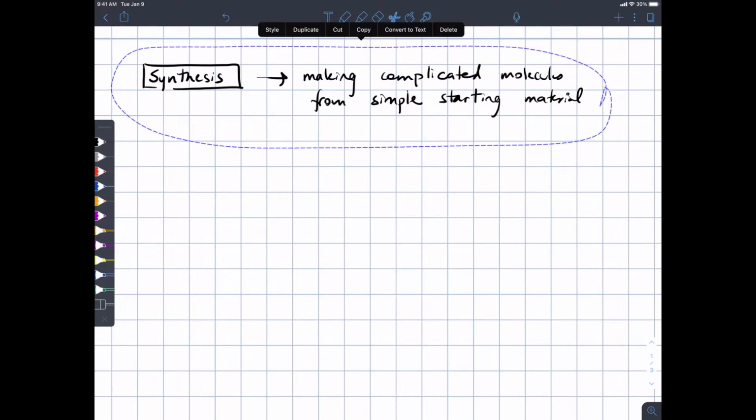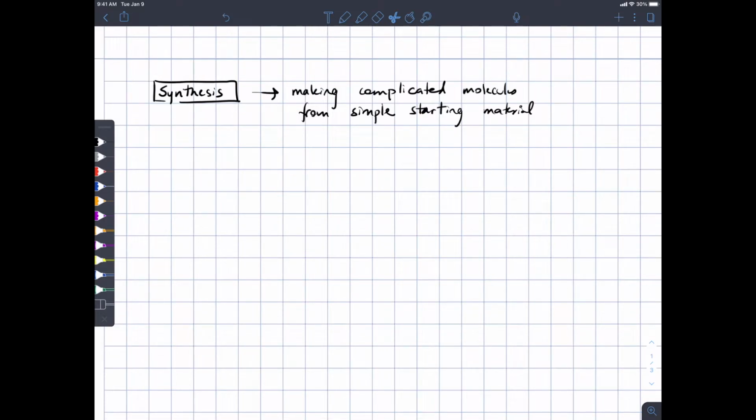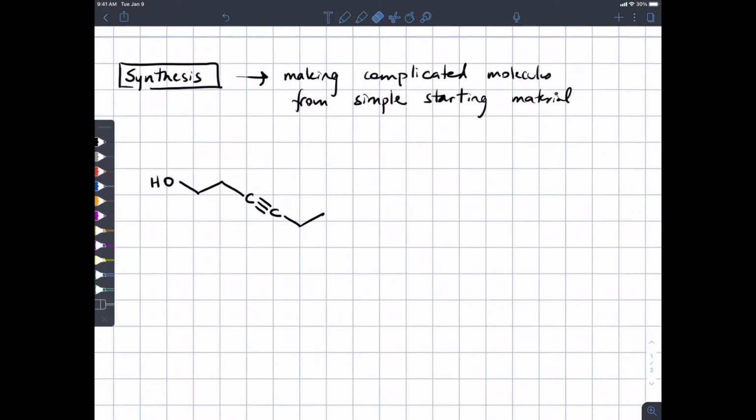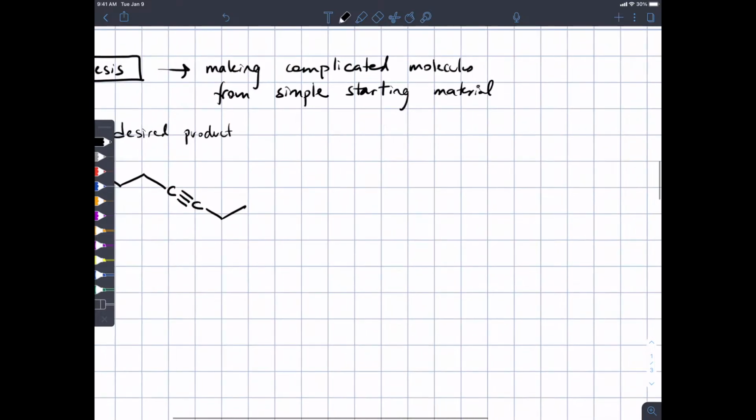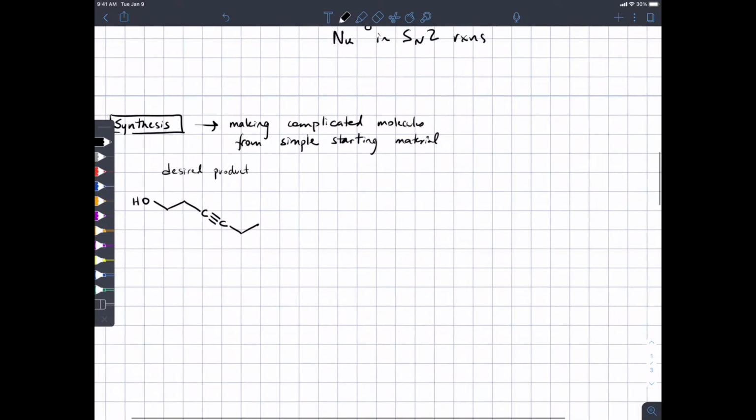So a synthesis problem in organic chemistry starts with the end in mind. So I'm going to draw a product, and let's see, did I do that right? No, I did. That's correct. So this is our desired product. Sorry, struggling with font size. This is our desired product, and then you need to know what the allowed starting material is.